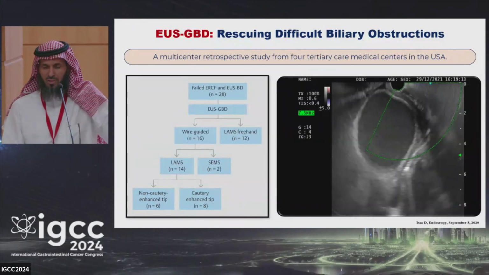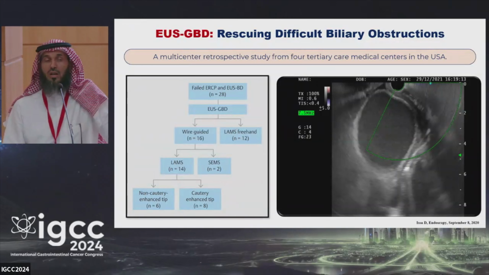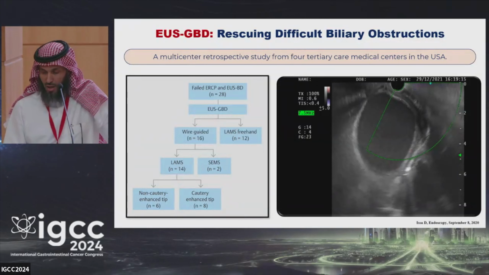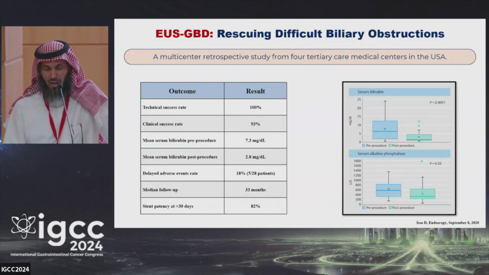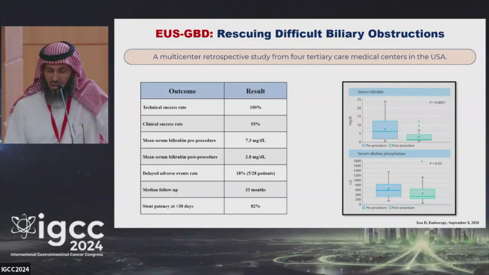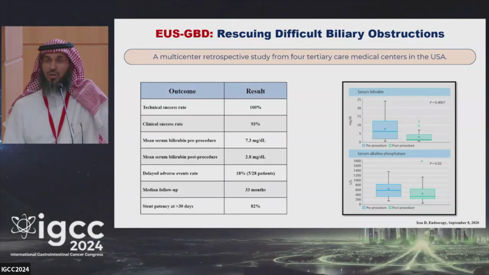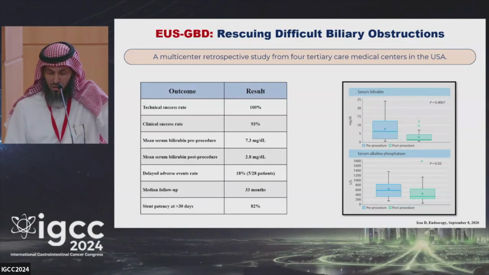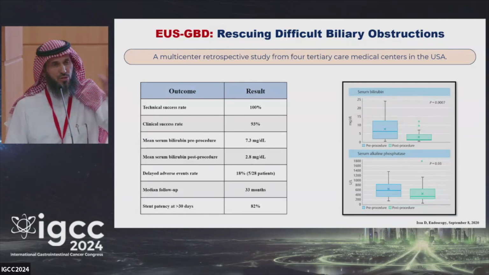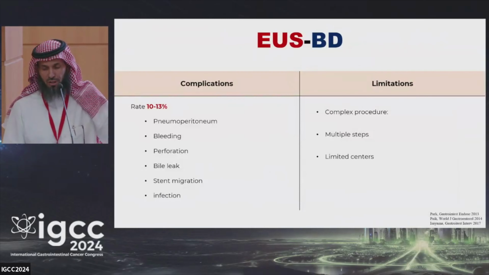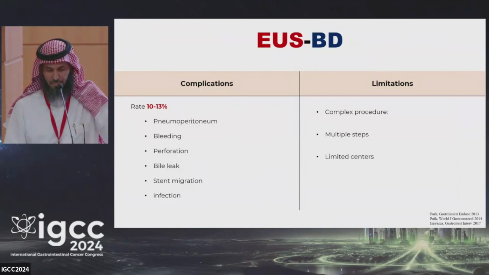This is a multi-center retrospective study in tertiary care centers in the States showing that after a failed ERCP and EUS bile duct drainage, EUS gallbladder drainage can be one of the options to treat your patient. As shown here, the success rate is very high, the drop in bilirubin is very significant, and the stent patency is more than 82%. So if you failed all procedures, you still have room to do gallbladder drainage. Complications are still there.